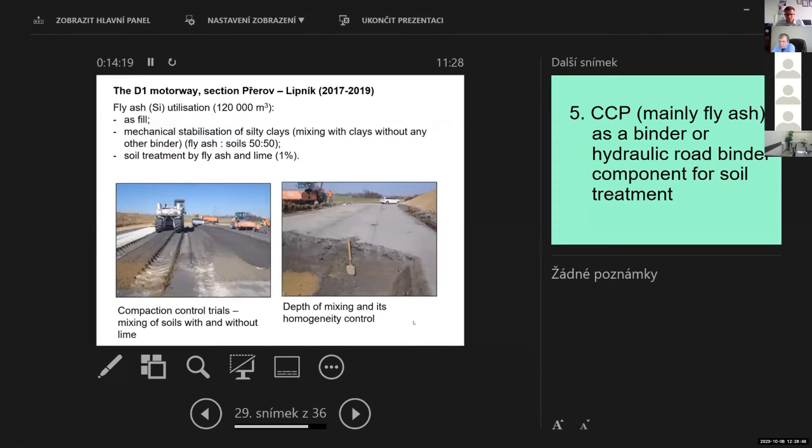In other parts of that project, that material was also used as the agent of mechanical stabilization of silty clays, where the clays were mixed with fly ash in proportion 50-50, and in some parts of that project, fly ash was used together with lime to improve parameters of materials. There are some snaps from control trials before the application of fly ash in that project.